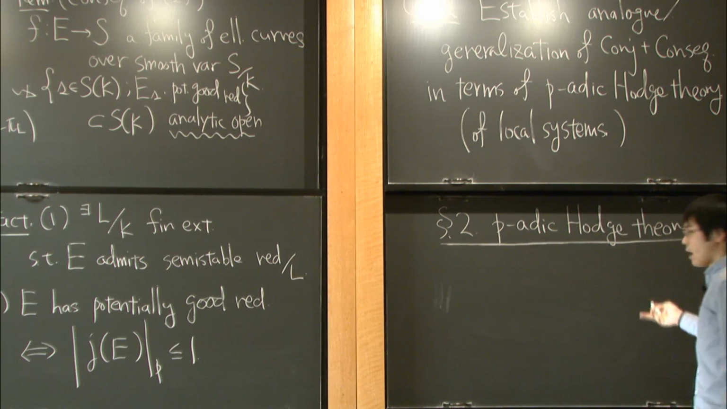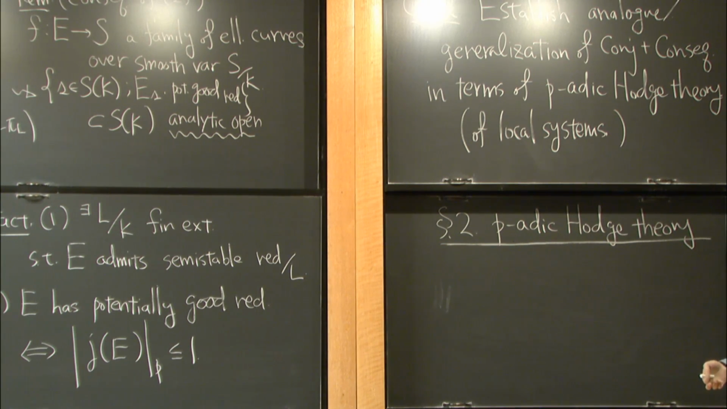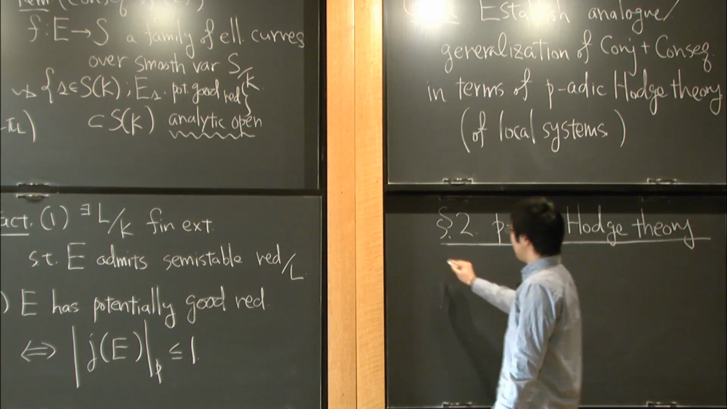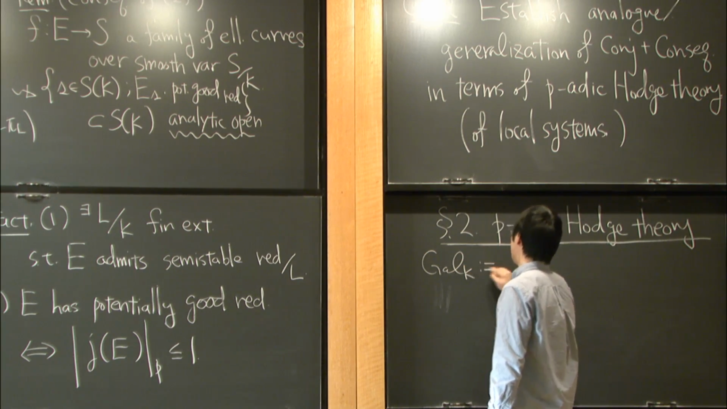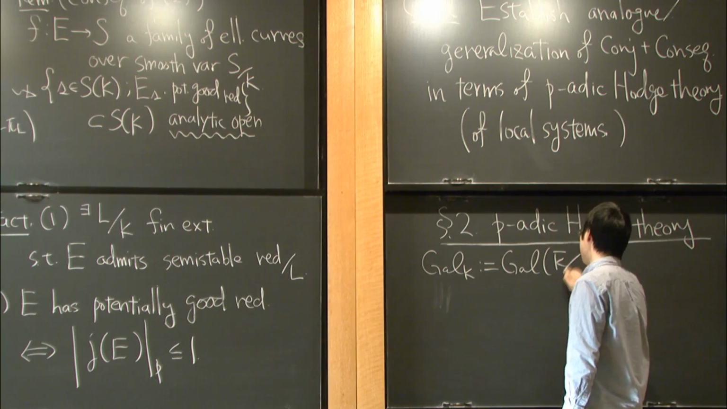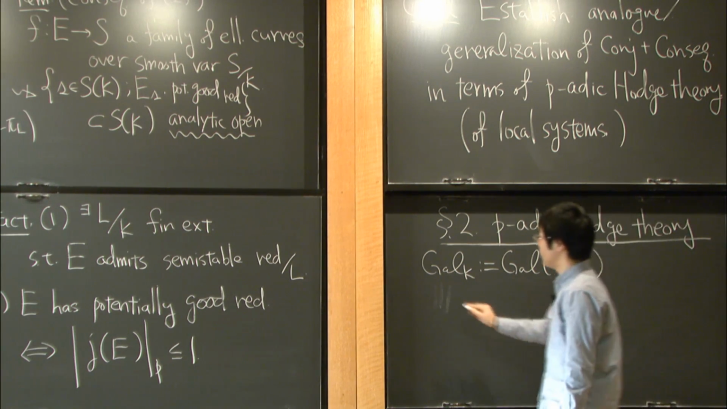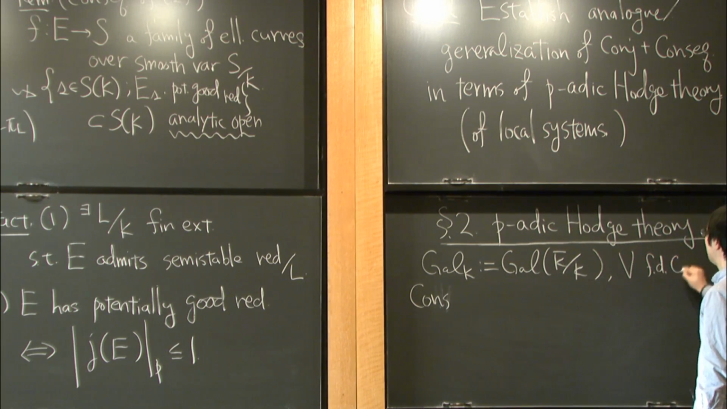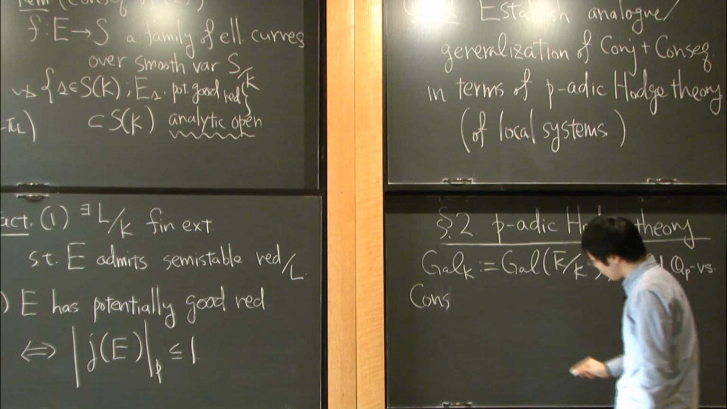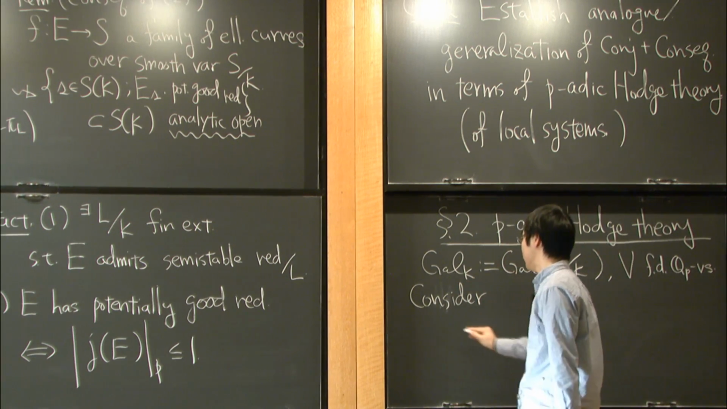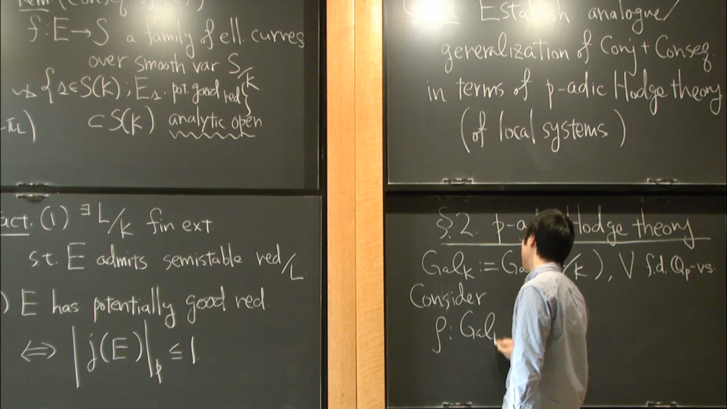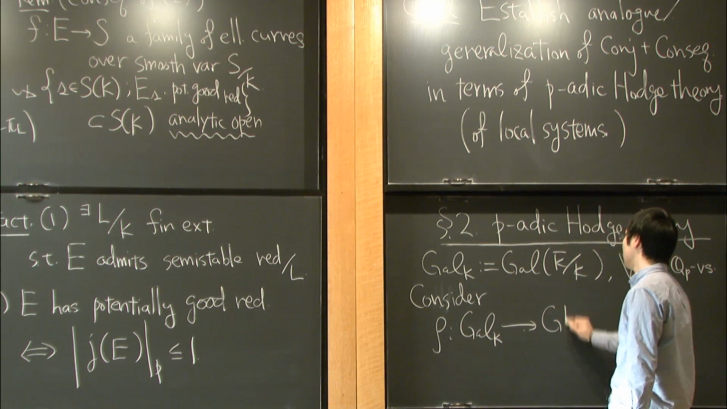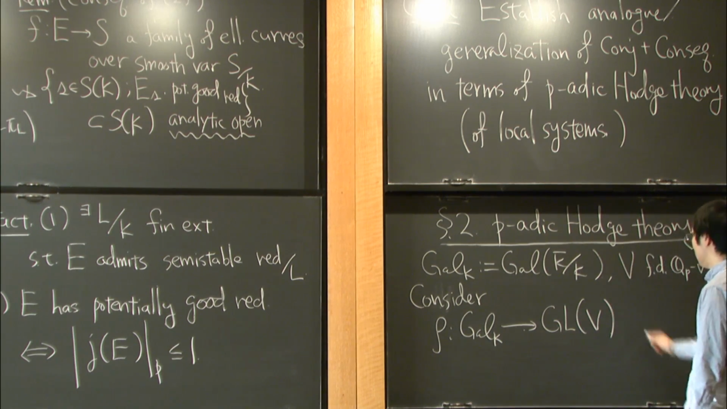So by p-adic Hodge theory, I just want to say the study of p-adic representations of the Galois group of K, especially to try to study representations coming from geometry. So let me just introduce my notation. G_K is the absolute Galois group of K. And now let's consider some p-adic Galois representation. So maybe V is a finite dimensional Q_p vector space. By Galois representation, I just mean a continuous homomorphism from this absolute Galois group to the automorphism group of V. So that's a continuous homomorphism.